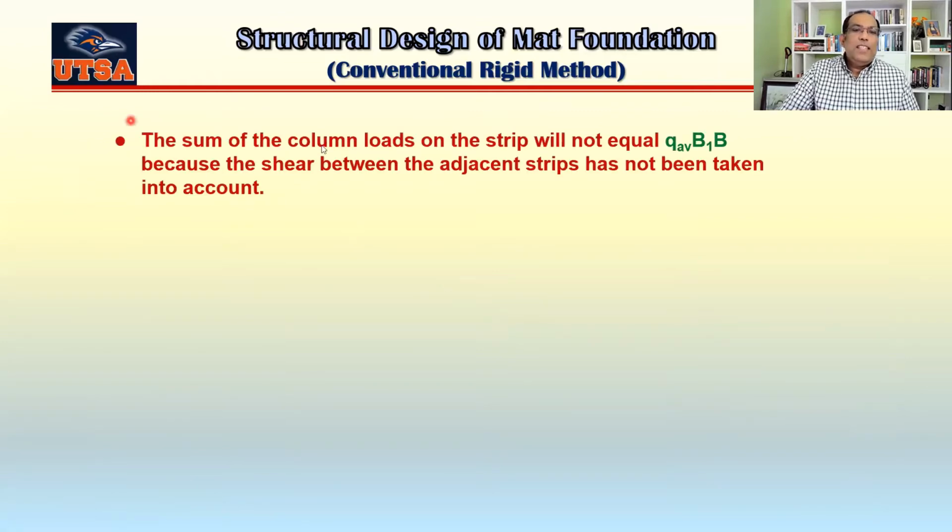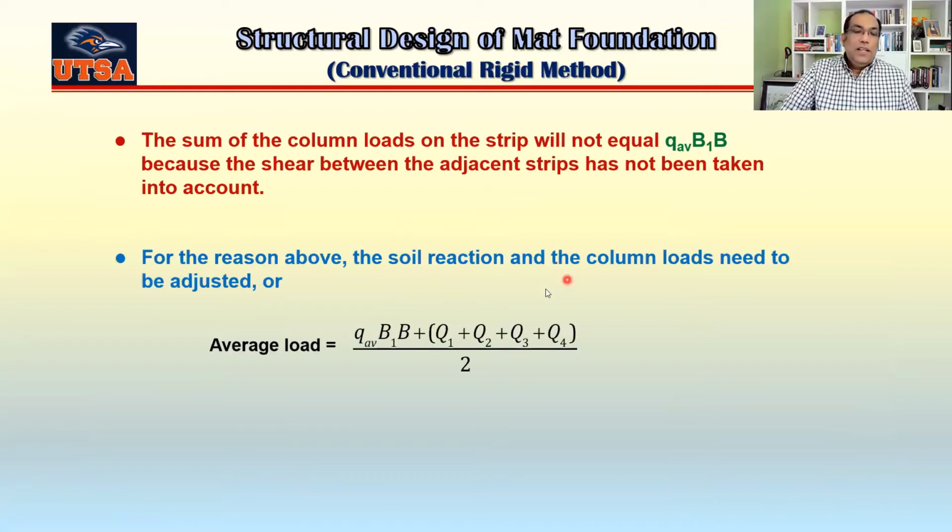So as I said here, some of the column loads on the strip will not equal Q average times B1 B, because the shear between the adjacent strips has not been taken into consideration. So average load, that's coming from top, that's coming from bottom. So add them and get the average.